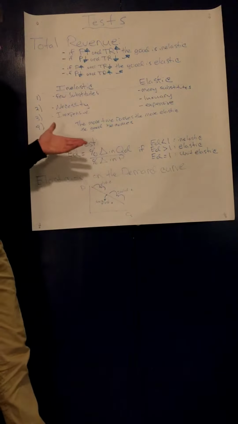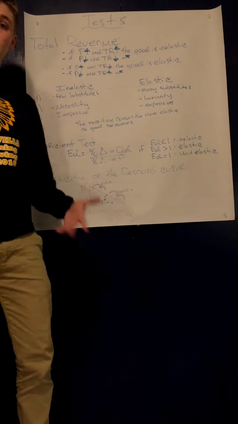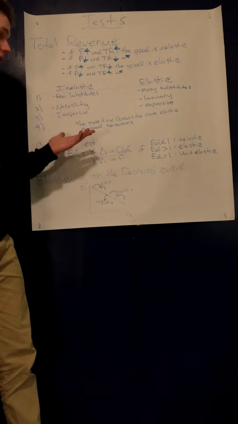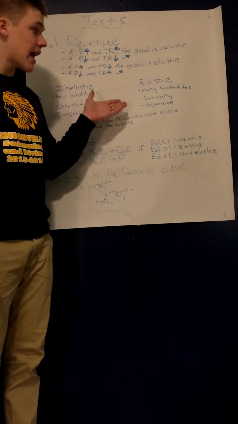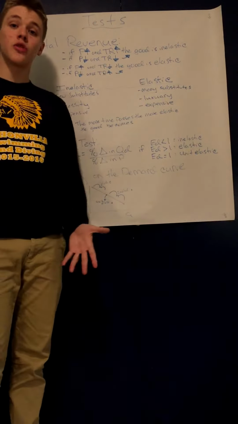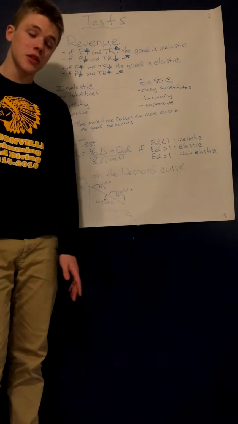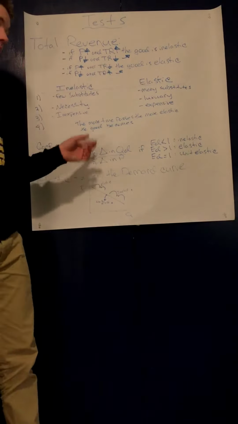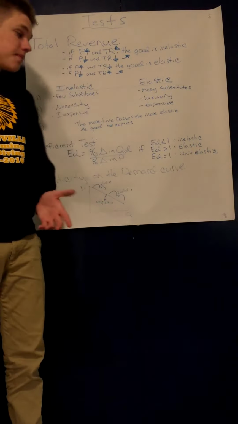We can also look at the qualities of inelastic and elastic goods to determine what they are. For example, an inelastic good has few substitutes. It's oftentimes a must-have or a necessity, and it's also many times inexpensive. However, an elastic good has many substitutes. It's a luxury good, and it's oftentimes very expensive. What we also must remember is that the more time passes, the more elastic a good becomes.